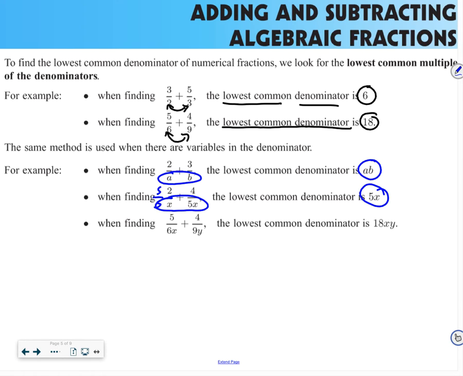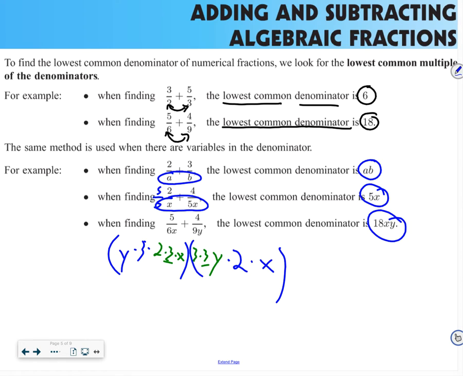Similar strategy here with 6 and 9. We can break this into 2 times 3 times x and 3 times 3 times y. They both have a 3, so that's already common. What we have to do is multiply this one by 3, and this one by 2, and x, and this one by y, and then that creates our common denominator. So 3 times 3 times 2 is 18, xy, and that would be our common denominator. So let's see this in action.